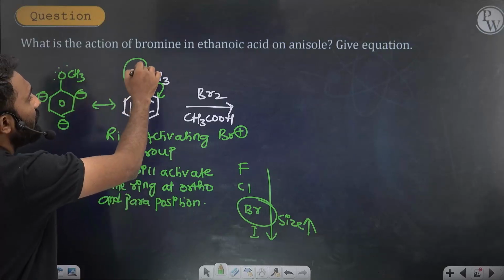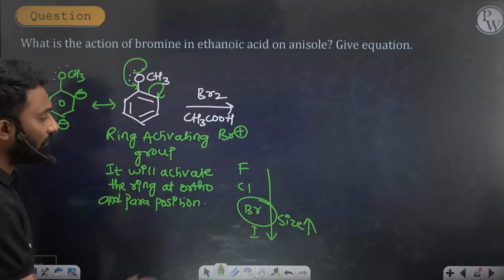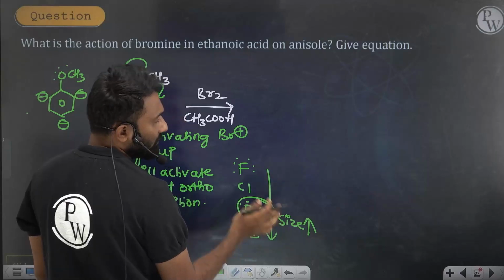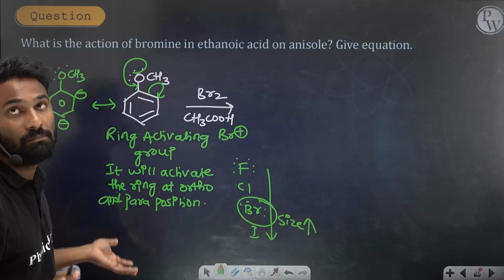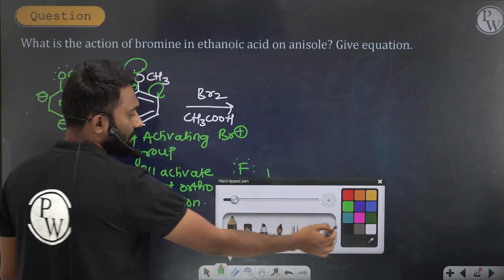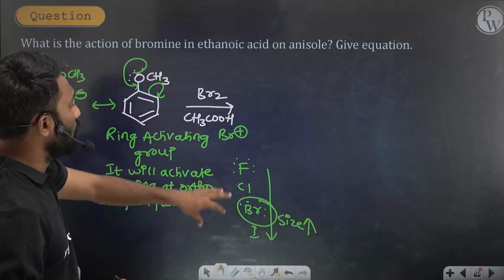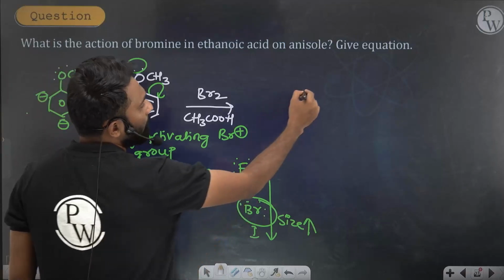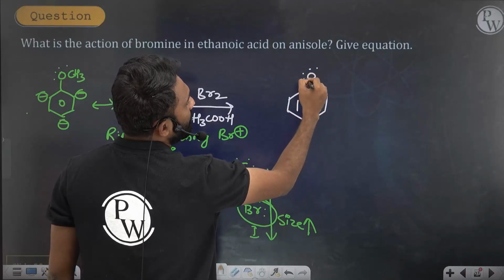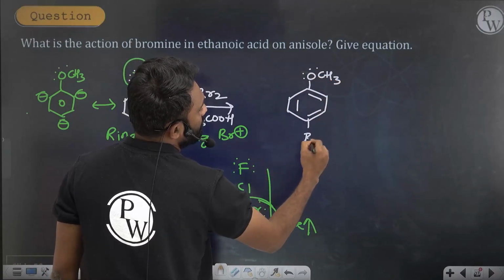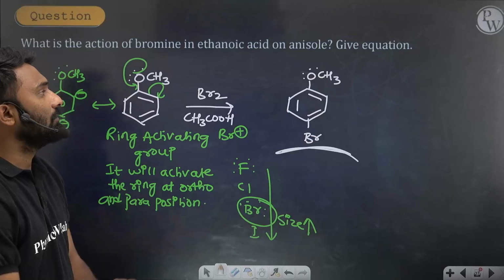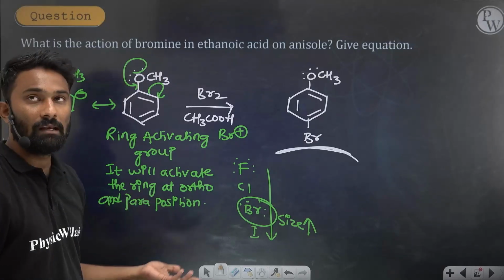because oxygen has a lone pair and bromine also has lone pairs. Halogens have 3 lone pairs. Due to that lone pair repulsion, the compound will become unstable. To make it stable, bromine will attack at the para position. Clear? Now this is the answer. What is the action of bromine in ethanoic acid on anisole? Give the equation. Clear? So this is the equation.